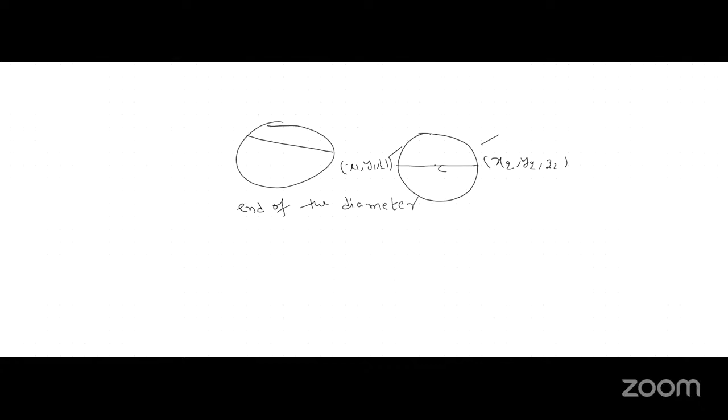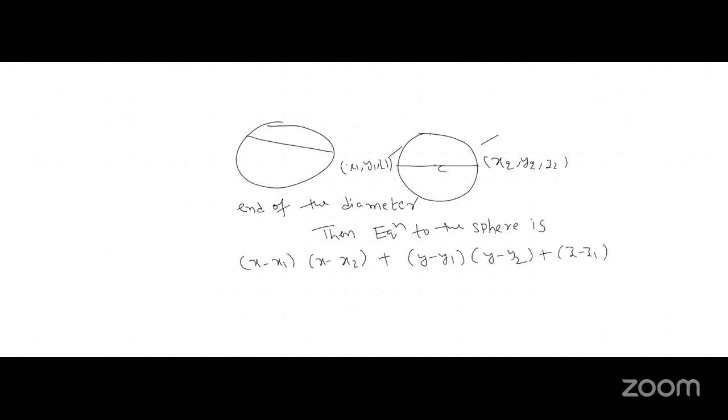Then the equation of the sphere is x minus x1 into x minus x2 plus y minus y1 into y minus y2 plus z minus z1 into z minus z2 equal to 0. Okay. Here one problem is there.